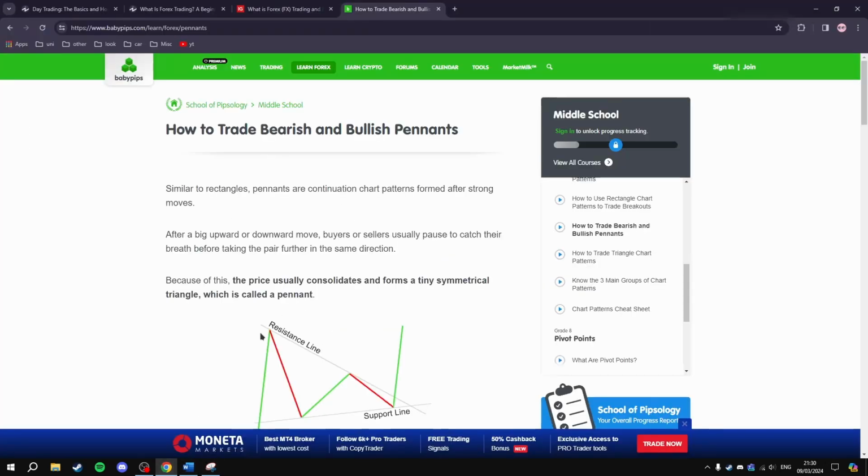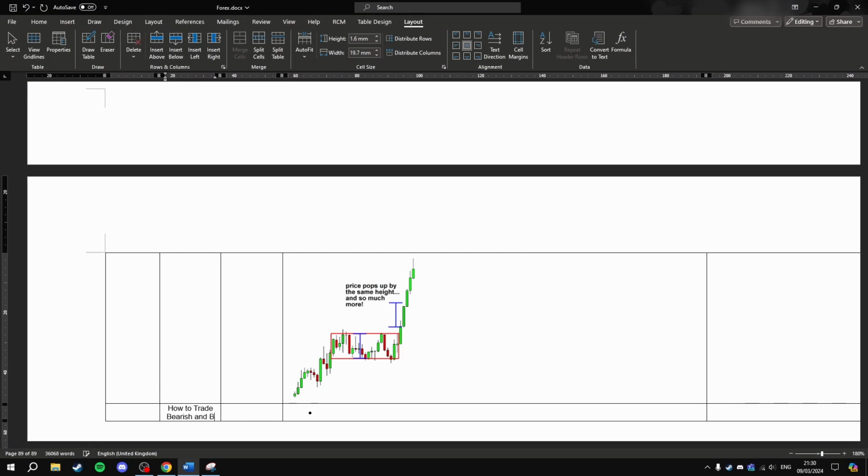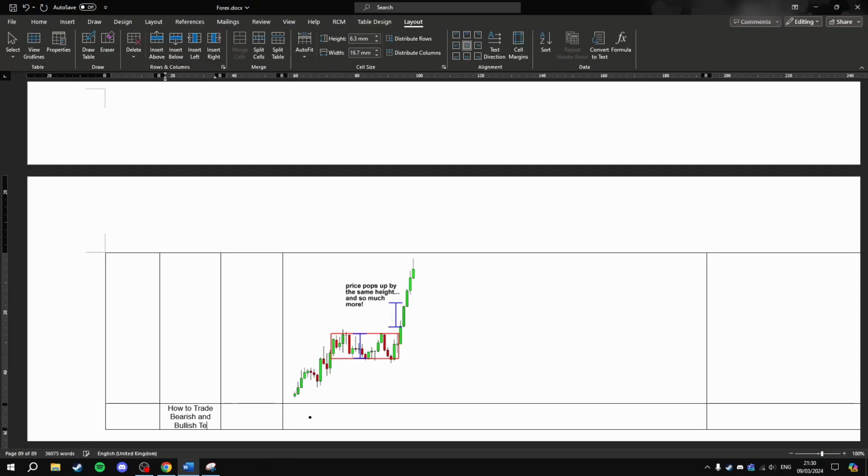How to trade bearish and bullish pennants.